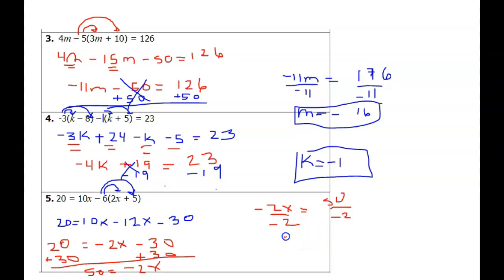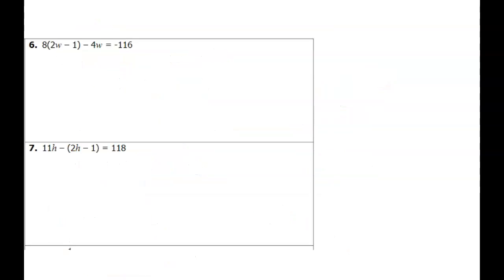So I would end up with x equaling negative 25. Okay, x equals negative 25. Now, let's go to the next page. Flip to the back, the first thing you need to do.